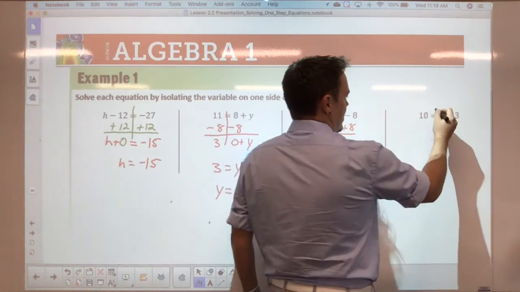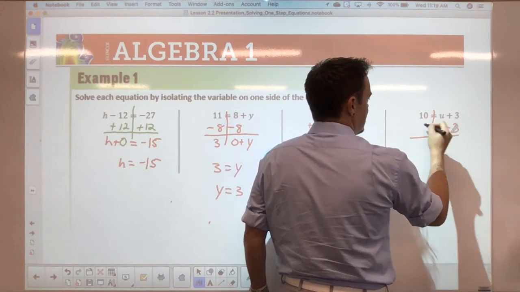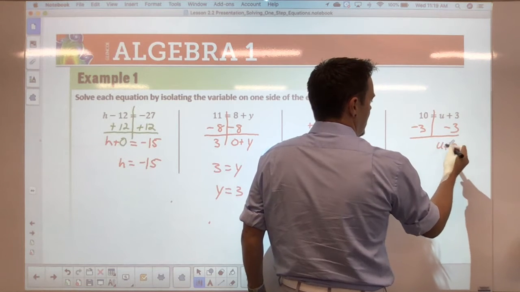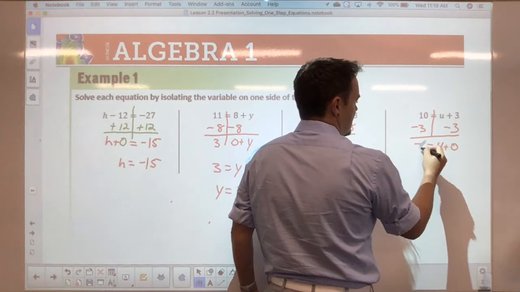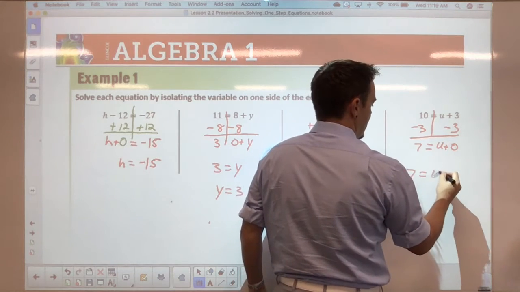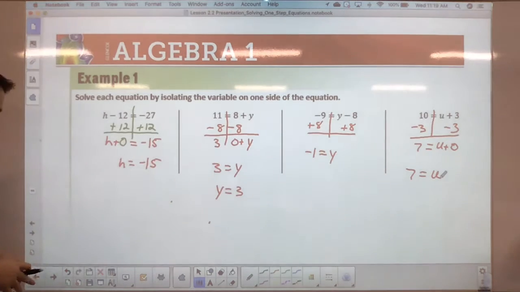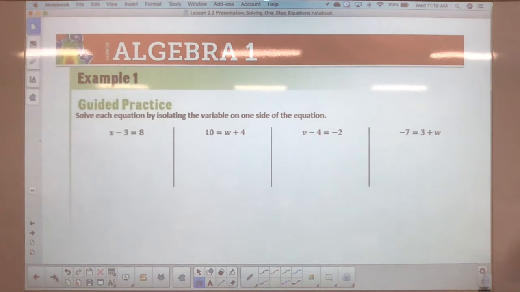There's your answer there. This one here, you subtract 3 to make that 0, right? So that would be a 0 and a u. Equals 10 minus 3 is 7, so 7 equals u. Now, if you want to rewrite it, you can, but simple enough, okay? All right, you guys, pause the video and practice on these 4.